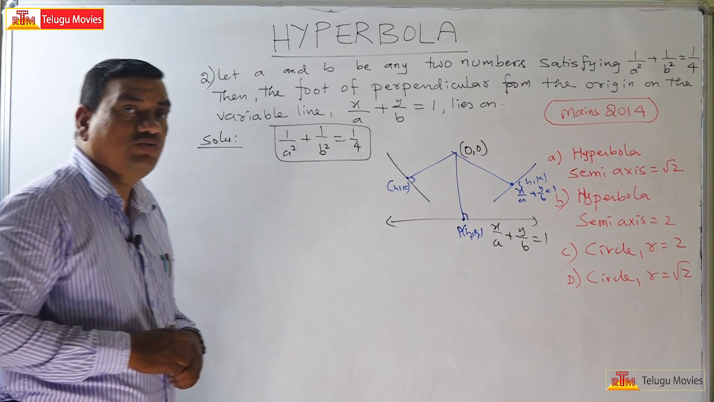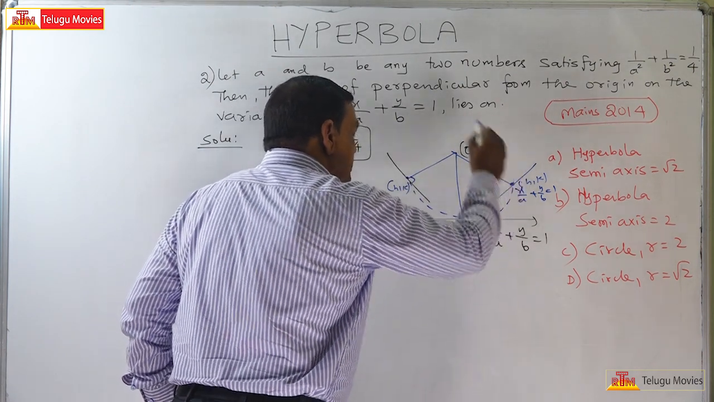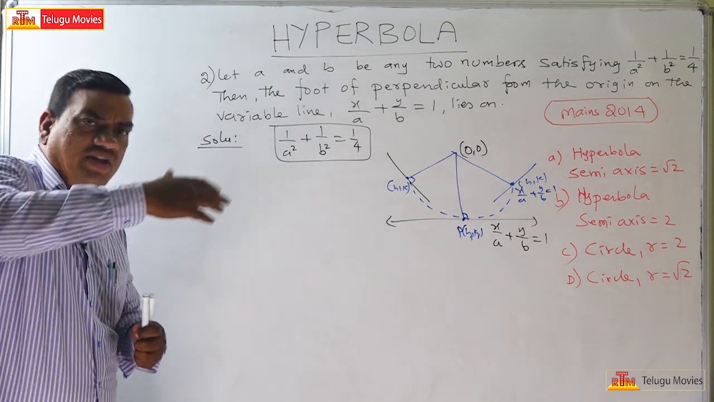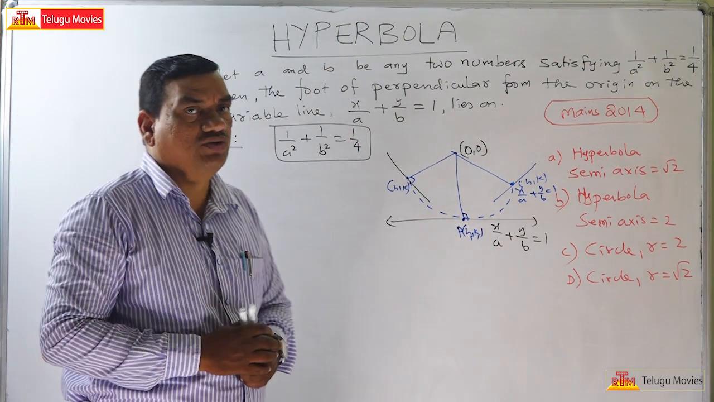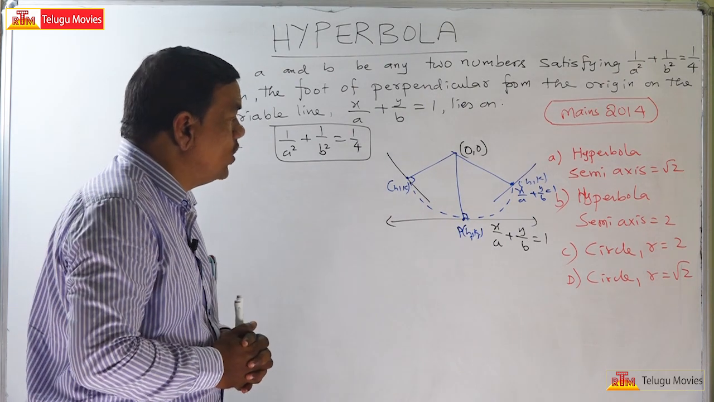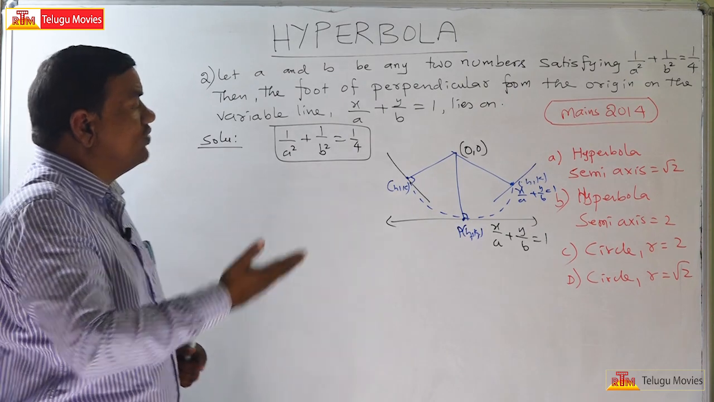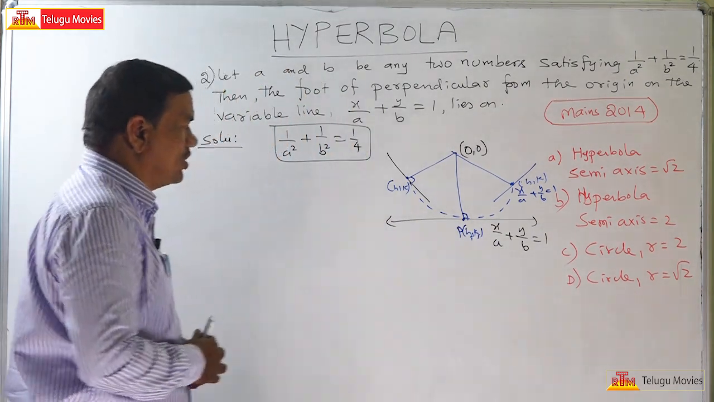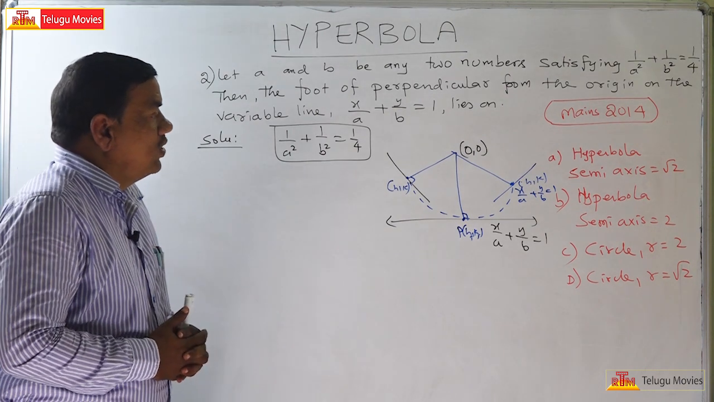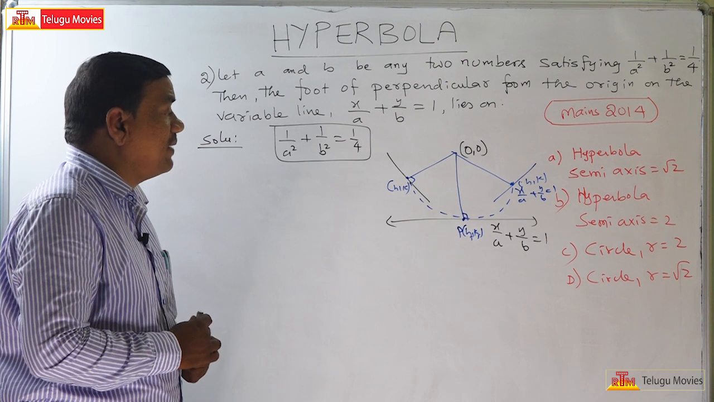Now the question is, what is the locus of these points? The variable line changes, and accordingly the foot of the perpendicular also changes. So what is the locus of the foot of the perpendiculars? We have to find out the locus: a circle or a hyperbola. Okay, let us start. How to start this? First find out the foot of the perpendicular.